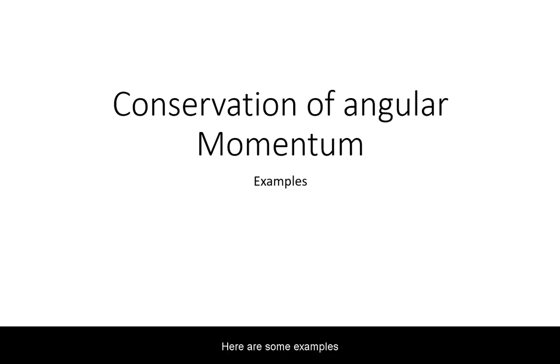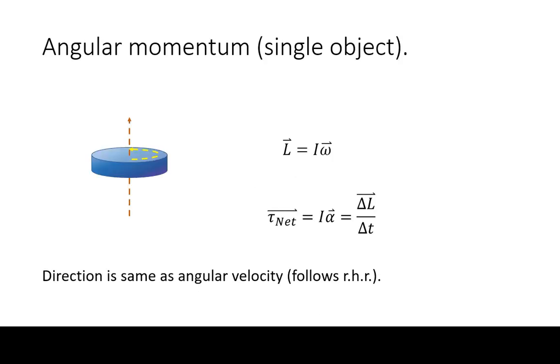Here are some examples of problems involving the conservation of angular momentum. For a rotating object, angular momentum is defined as the product of its moment of inertia times its angular velocity. The angular momentum of an object can be changed by outside net torque through Newton's second law.